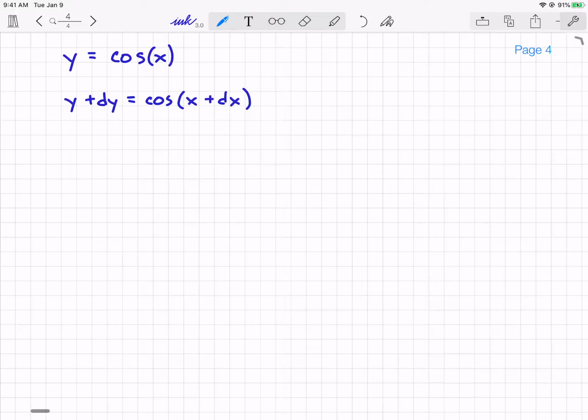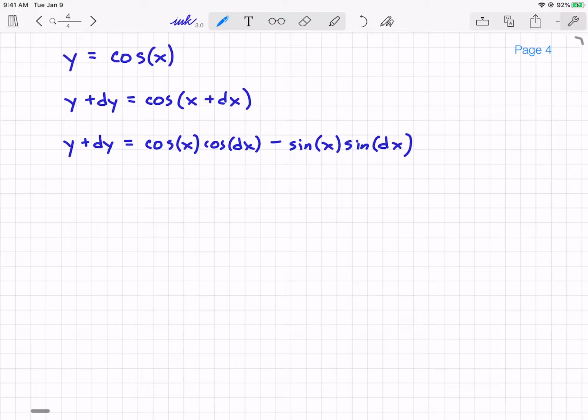Oh, back to the trig rules. How on earth do I do that? Well, using the angle addition formula, cosine of a plus b is cosine a cosine b minus sine a sine b, so I get cosine x cosine dx minus sine x sine dx. Huh. What does this mean? Well, let's see what we can come up with.